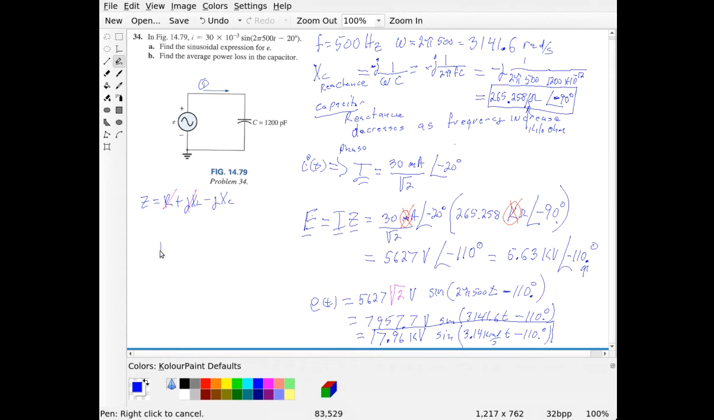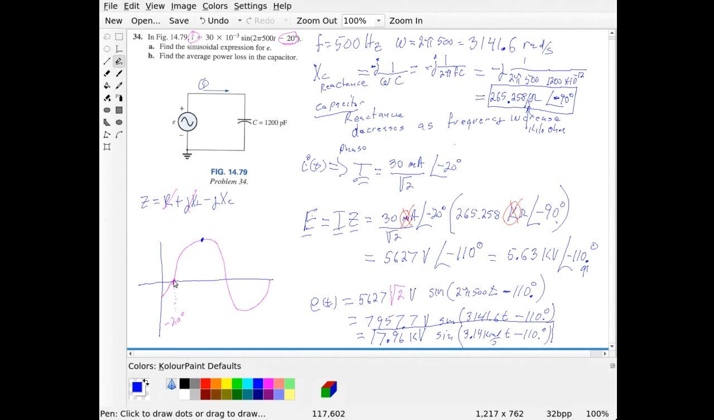And if I wanted to draw these waveforms, so if we came over here and wanted to draw the waveforms, I'll draw the current first. So here is my current, and the current is minus 20 degrees. So that means right here we're going to be at minus 20 degrees, and so the sine wave is going to be coming up like this at minus 20 degrees.